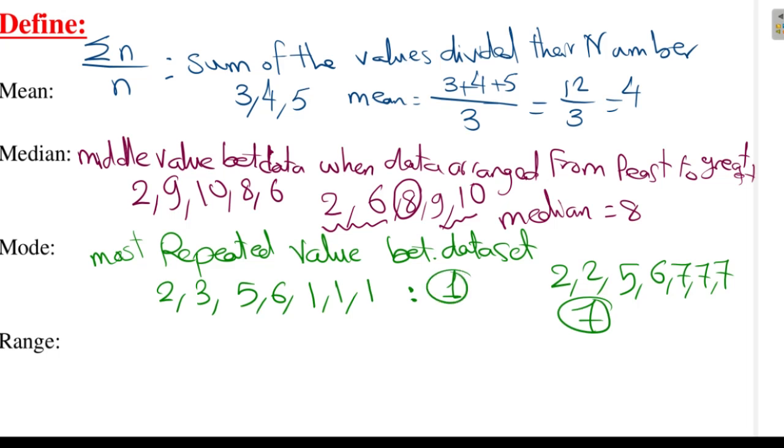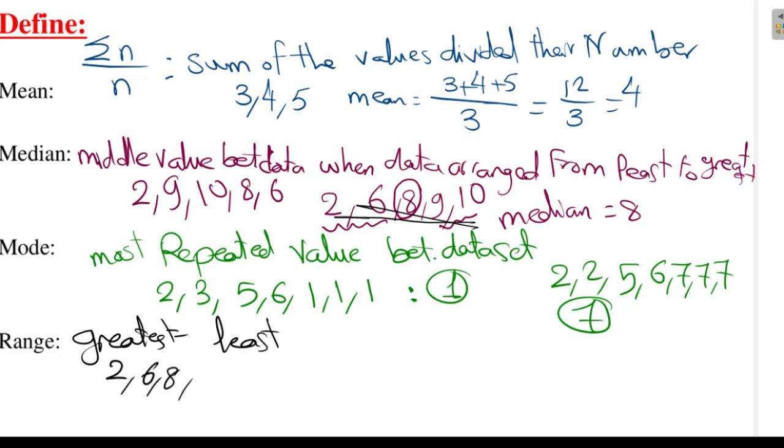Okay? The last one, the range. The range is the difference between greatest minus least, or the smallest one. Look in this data: 2 and 6 and 8 and 9 and 10. What is the biggest? It's 10. So the range equals 10 minus, where is the least? It's 2. 10 minus 2 is 8. Okay? Let's continue.